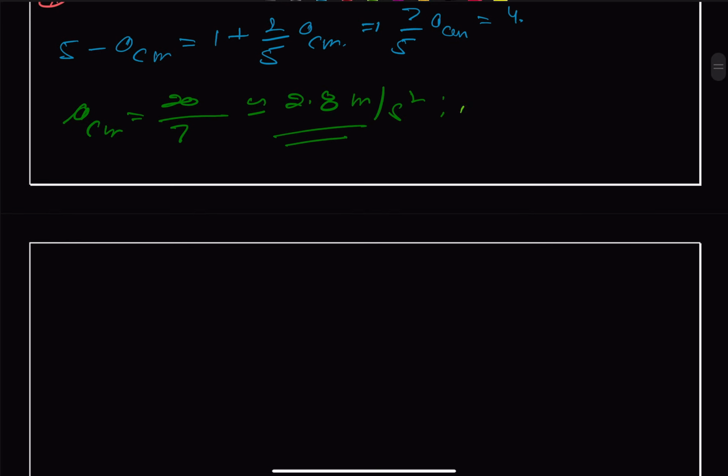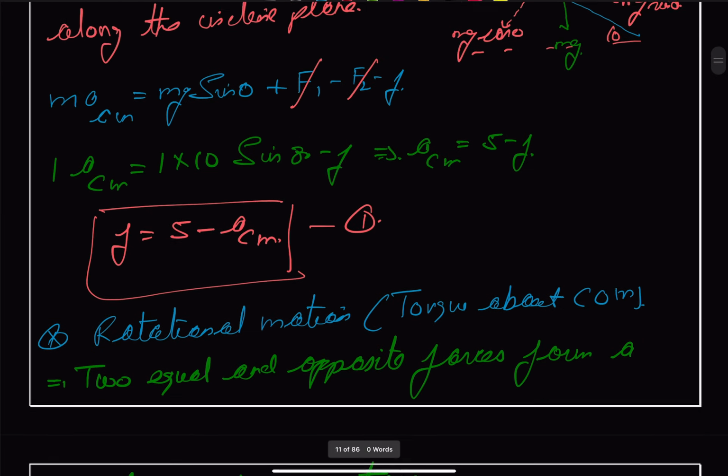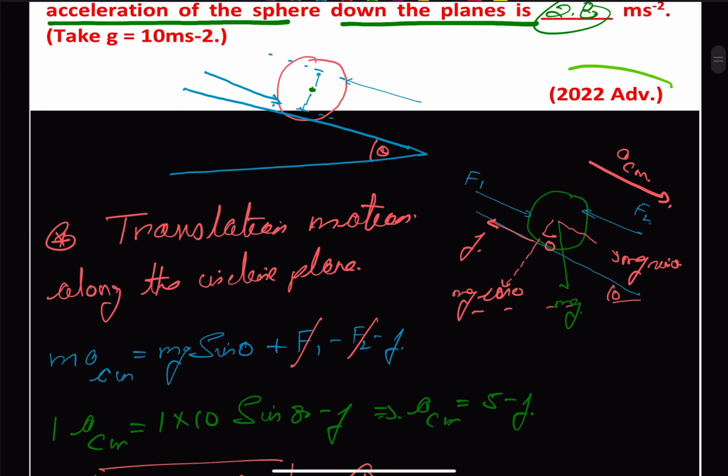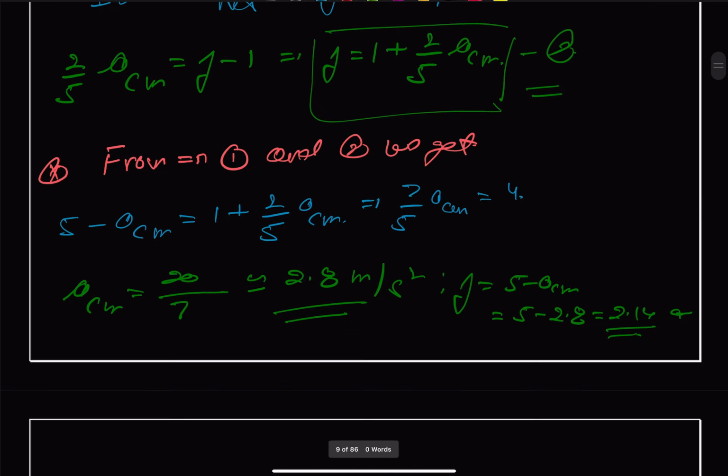So friction will be equal to 5 minus ACM, which gives us 5 minus 2.8, which will be equal to 2.14, and this will be up the inclined plane. This question was asked in the year 2022 Advanced. So this completes the question.